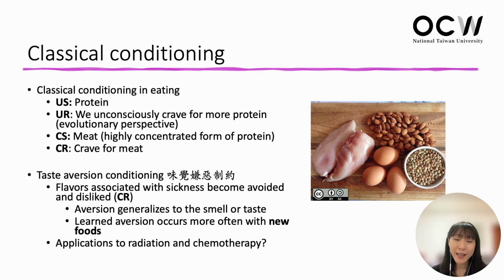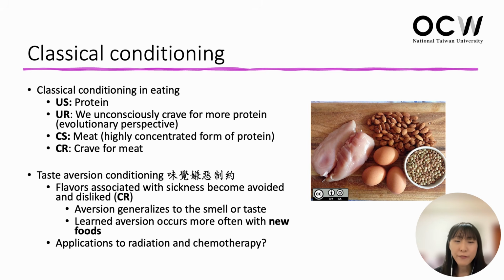Then let's talk about taste aversion. So flavors associated with illness are more likely to become avoided. So this is the conditioned response. And learned aversion occurs more often with new foods. So this can be applied to radiation and chemotherapy. Drugs used in this type of therapy often make patients feel sick. As a consequence, patients often acquire aversion to foods that were eaten just before therapy.